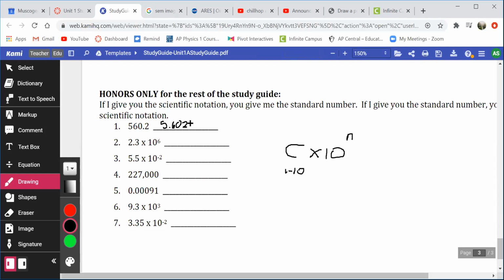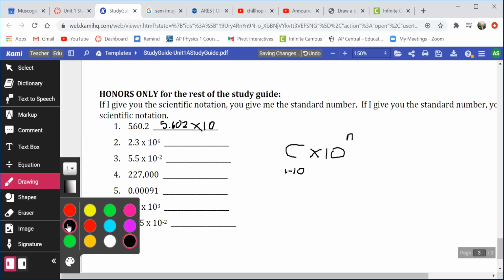And then here comes the slightly difficult part. You have to figure out what your exponent is. The way I like to think about this is if my new coefficient has a decimal point right there, it would show up right there in that number. How many jumps and in what direction do I have to go to get from my coefficient to my original number? So this can be 1, 2 jumps, and I move to the right. So this exponent needs to be a positive 2.